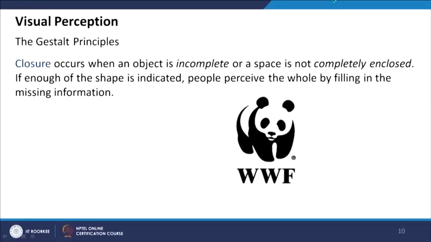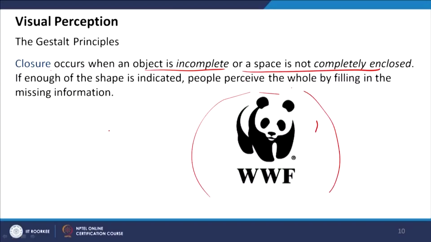Now the next principle is closure. Closure occurs when an object is incomplete, but our eye moves from one line to another object and encloses this particular shape. For example, this is WWF's logo, the panda. When we look at this shape, it is just a composition of black and white, but psychologically we join these lines, complete the composition, and we perceive this as a panda.